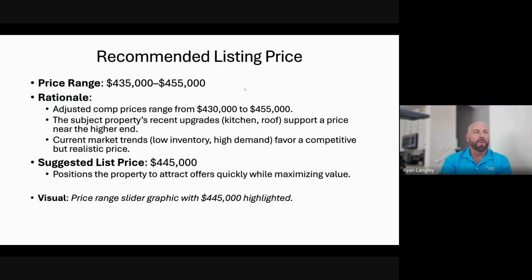Here we go with the recommended listing price for these folks: 435 to 455, adjusted comps from 430 to 455. The subject property's recent upgrades support a price near the higher end. Current market trends, low inventory, high demand favor a competitive but realistic price. So we're suggesting right in the middle for these folks. It positions the property to attract offers quickly while maximizing the value. And you can have a slider graphic with 435 to 455 in yellow, and then 445 highlighted, or whatever.